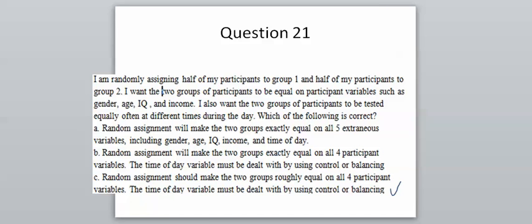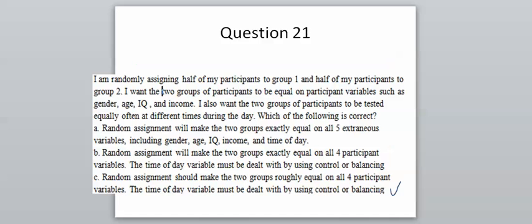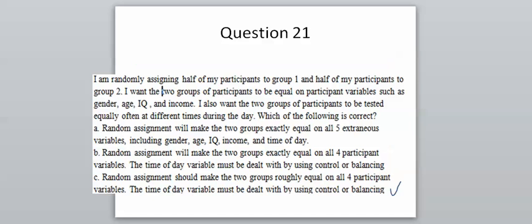Okay? And B isn't correct because random assignment doesn't make the groups exactly equal on personal characteristics like gender, age, IQ, and income. It only makes them roughly equal on personal characteristics. And that was the last one that we covered.